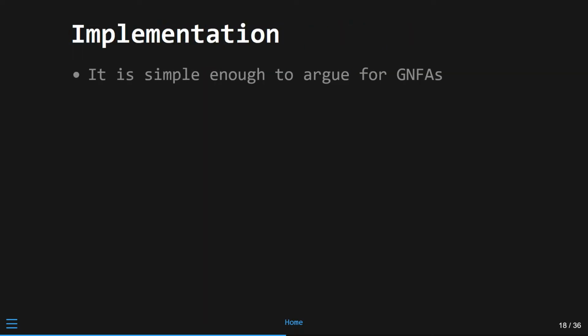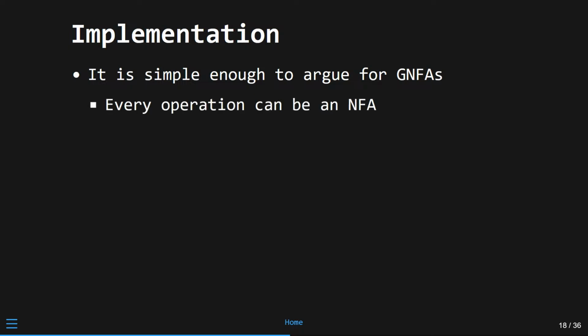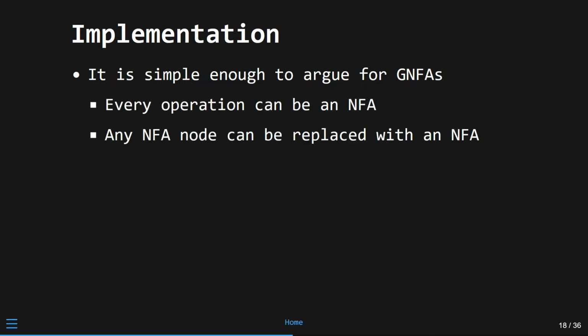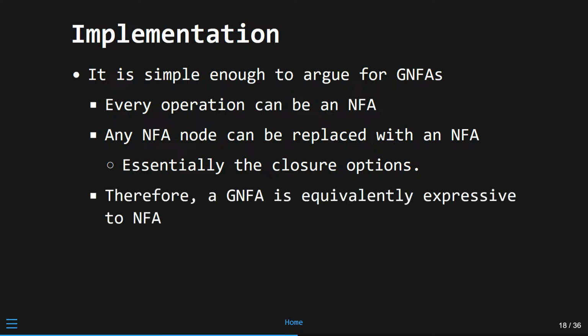Let's demonstrate. So how are we going to implement this? Every operation can be an NFA. You have closure. Any NFA node can be replaced with an NFA because we've shown concatenation. We've shown we can stitch these things together. We can hook them up and plug them together. We did that with both concatenation and star, right? These are essentially the closure options. So a GNFA is equivalently expressive to an NFA, but it might require many, many fewer states.